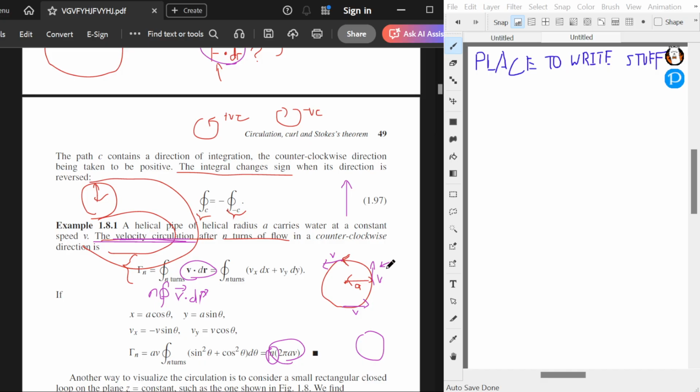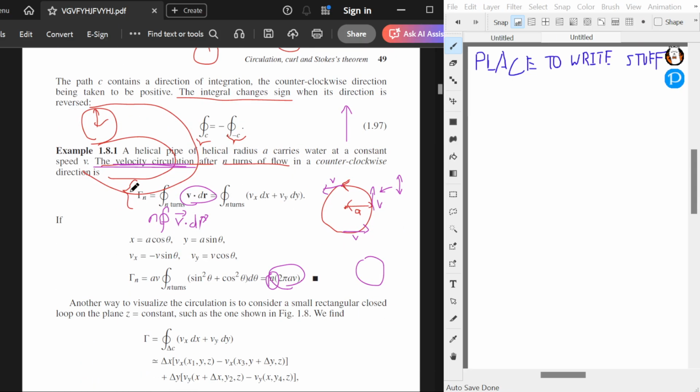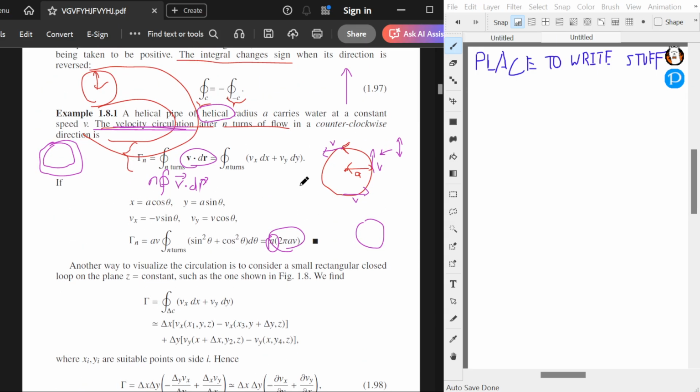I guess the argument is that the up and down is negligible. Maybe. Helical pipe radius. Helical. Like maybe the pipe is just a tube. Carries the velocity circulation of the n turns. So x equals a cos theta. Ah.